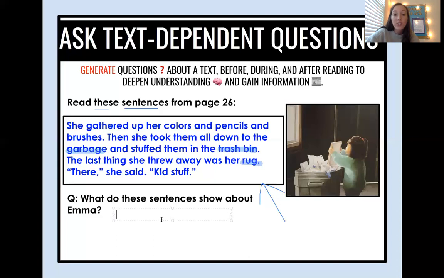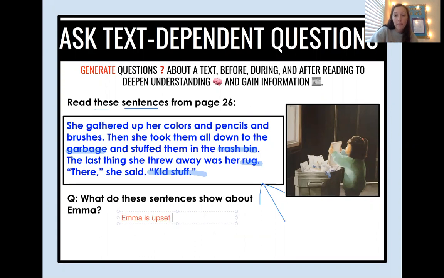So these sentences show that she's not going to draw anymore because she thinks that she can't do it without her rug. That is why she's throwing it away, and that is also why she's saying kid stuff. She thinks that her rug is kid stuff because her mom washed it and she can't use it to draw like she did before. So if we want to make a sentence to answer this question, we think about just what we learned from Emma about this page, about these sentences.